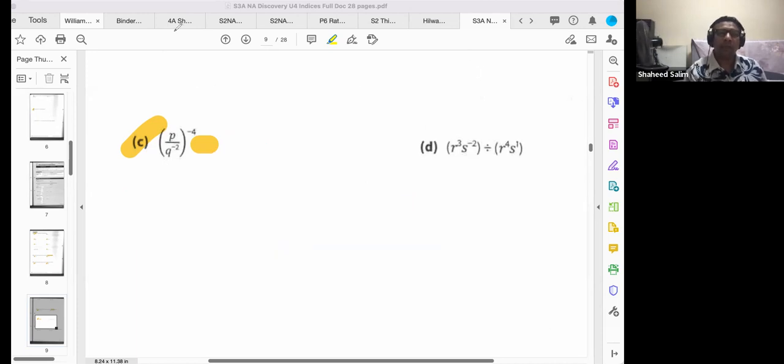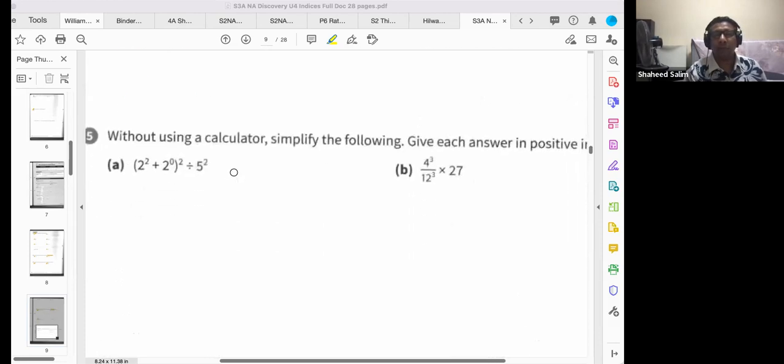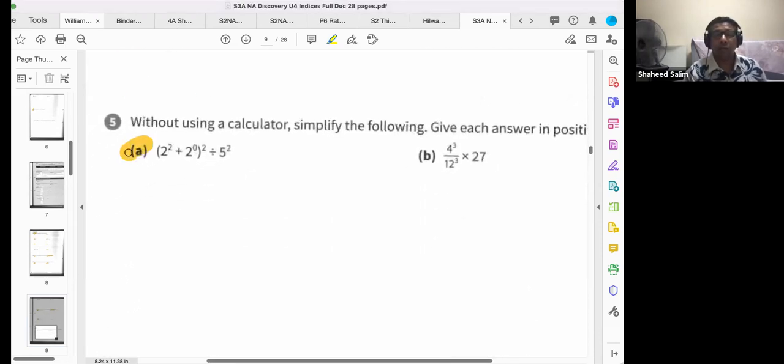Okay, now they say without using a calculator. Without using a calculator, they want to do this. Do it inside the bracket first.